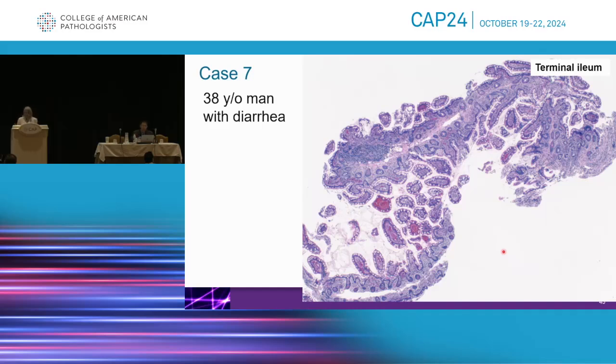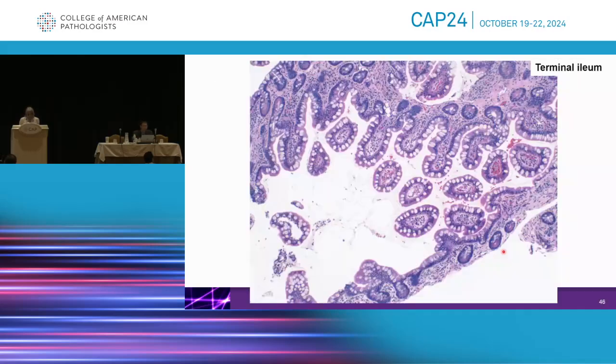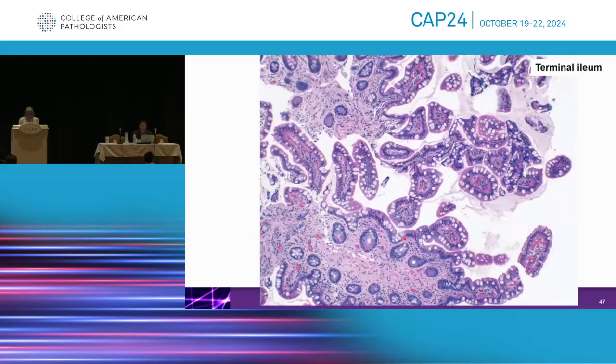The villi look great. There's really no erosion, ulceration, but you're feeling very generous, right? So you go to medium power here. Confirms your impression, villi look good, no architectural distortion, no mucin depletion, no erosion, nothing active going on. Even more generous, you look at a different high power field. So you convince yourself that this is totally normal, and that's a completely reasonable interpretation. You go on to the next part.